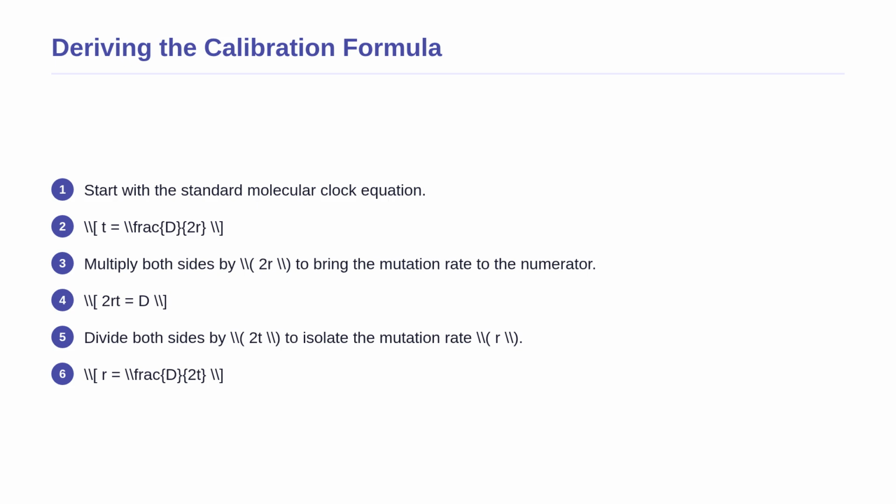First, we multiply both sides of the equation by 2 times the rate. This brings the rate out of the denominator and over to the left side, giving us 2 times the rate times time equals the differences. Finally, we divide both sides by 2 times the time. This leaves the mutation rate completely isolated on the left. We have now proven that the mutation rate equals the total differences divided by 2 times the divergence time. This simple algebraic rearrangement is incredibly powerful.